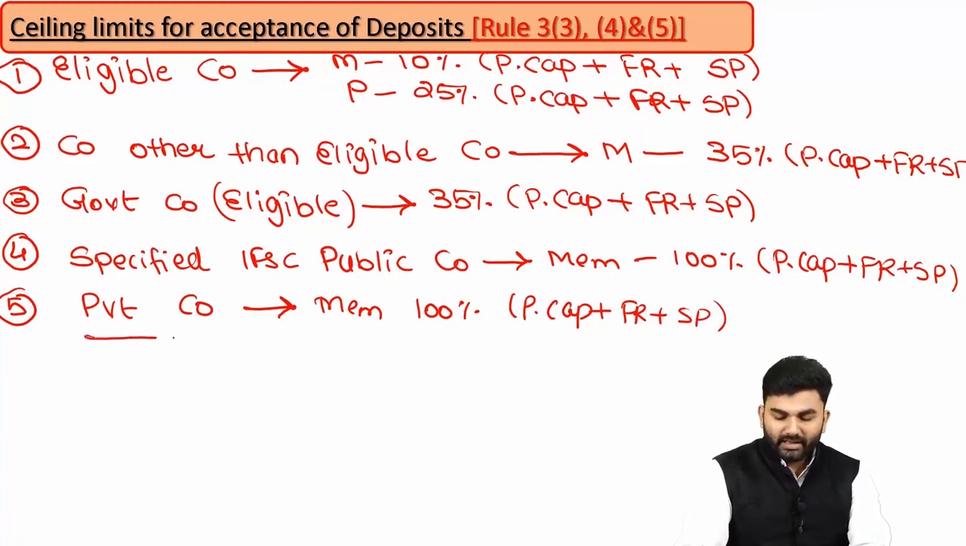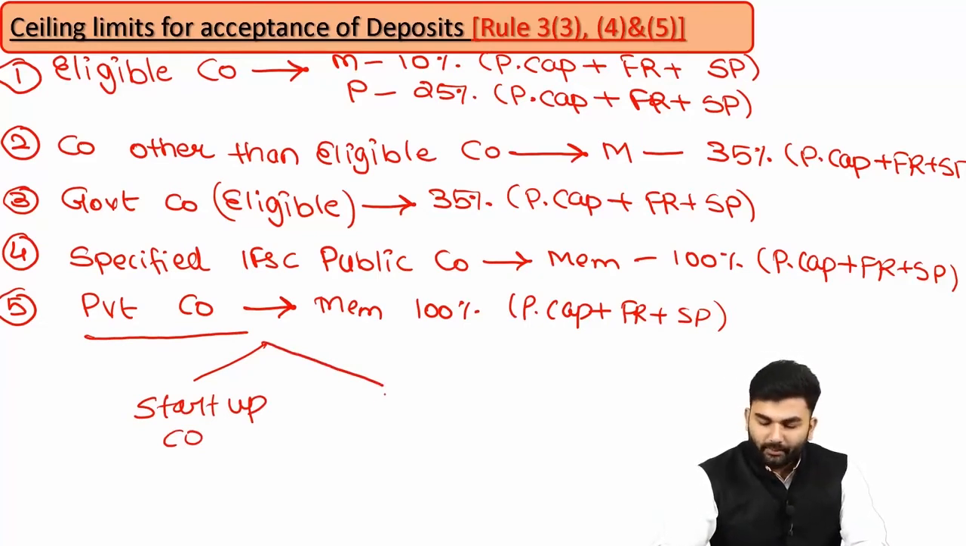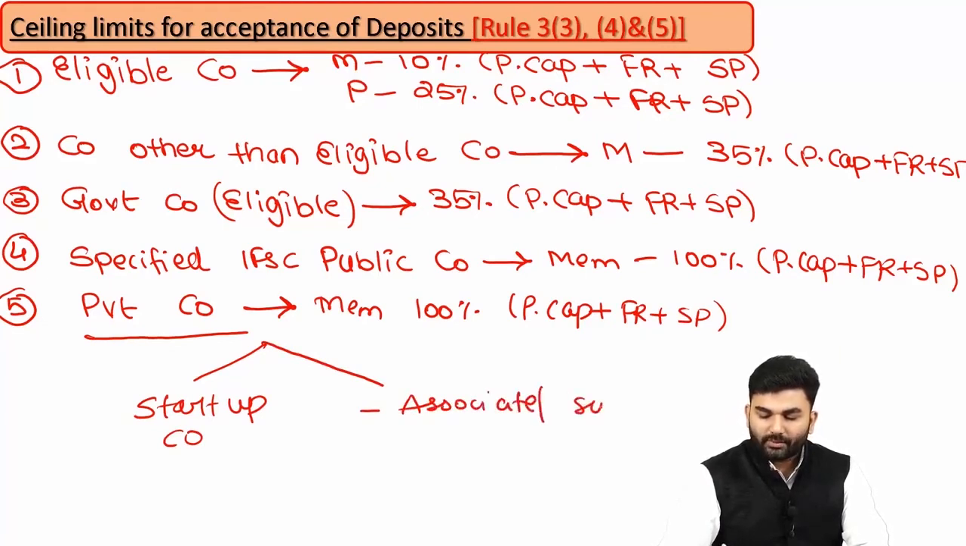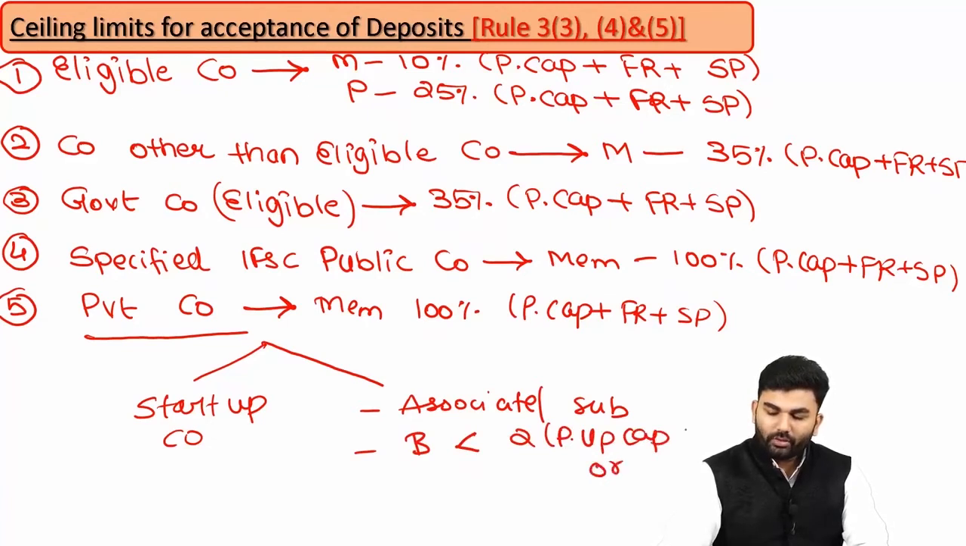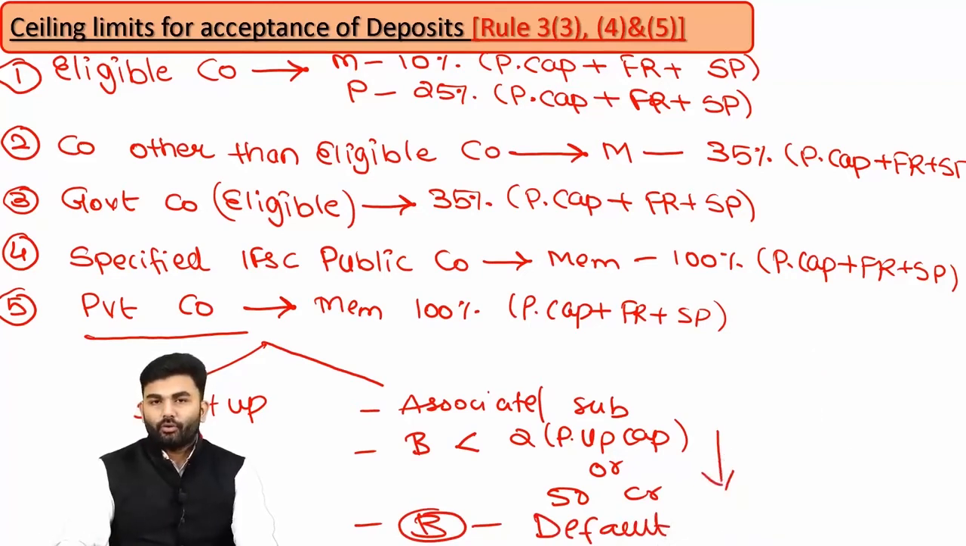However, the lawmaker says that if you are a private company which is a startup company, or else you are a private company which is neither an associate company nor a subsidiary company, and your borrowings are lesser than twice the paid up capital or 50 crores, whichever is lower, and there is no subsisting default upon such borrowings, then for you guys, the limit will be prescribed by the central government.